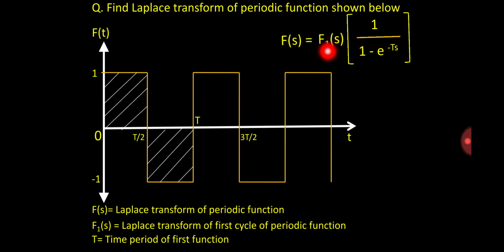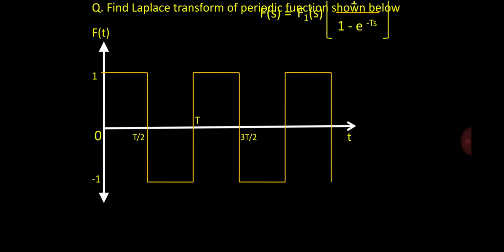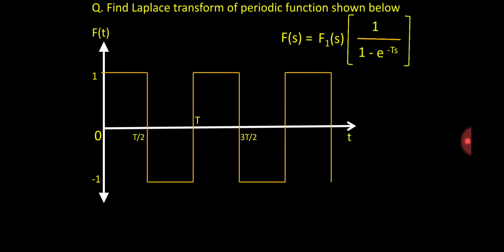So first of all, we will calculate F1(s). F1(s) is Laplace transform of first cycle. So we are concentrating on only the first cycle of the periodic function. Let's start. In the first cycle of the periodic function, it is the combination of unit step functions. Now we will analyze this first cycle. First, the magnitude of signal is 0 and then it is raised to 1. So it is a unit step function because in only one step the signal has been raised from 0 to 1. So magnitude has changed 0 to 1 in one step, so it is called a unit step.